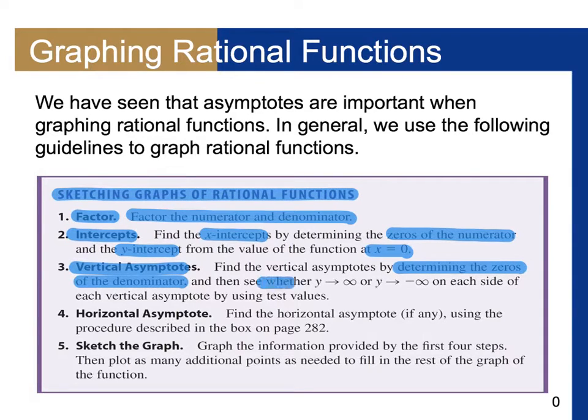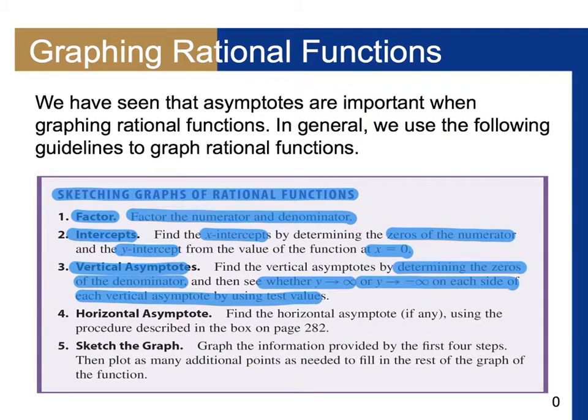And then see whether y approaches infinity or minus infinity on each side of each vertical asymptote by using test values. Close to those vertical asymptotes, y is either going to be plus infinity, or y is going to approach minus infinity. We have to see which one it is.